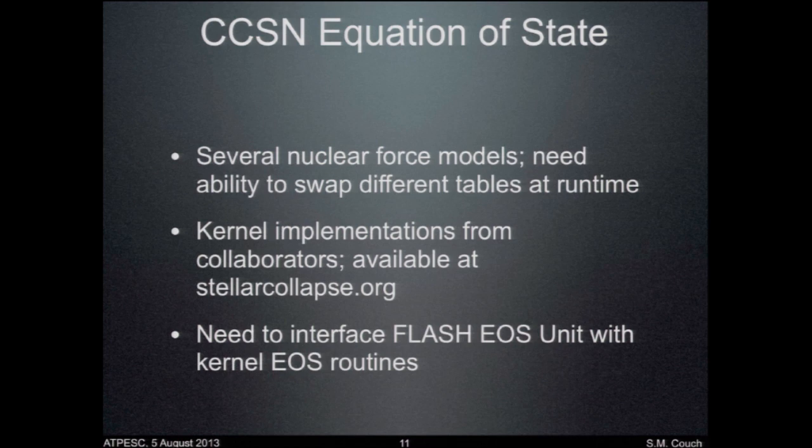We also have some other requirements for the core collapse equation of state. There are several nuclear force models, so we want the ability to swap in different tables with different force models at runtime. We don't want to recompile the code. Also, I got the kernel implementations for this equation of state from my collaborators, and they're publicly available at stellarcollapse.org. So what I wanted to do with this equation of state was write wrappers in Flash that would access their routines in a way that allowed me the least amount of work possible, but still worked, was still fast, and integrated well with Flash.